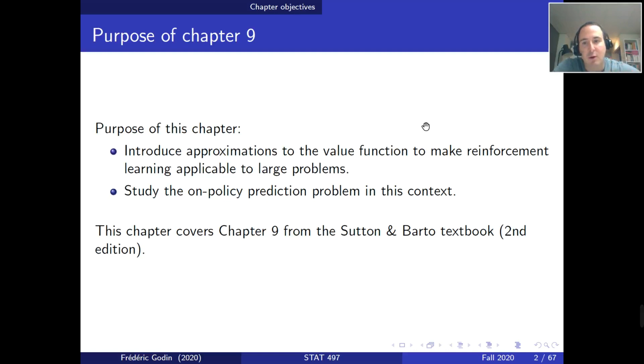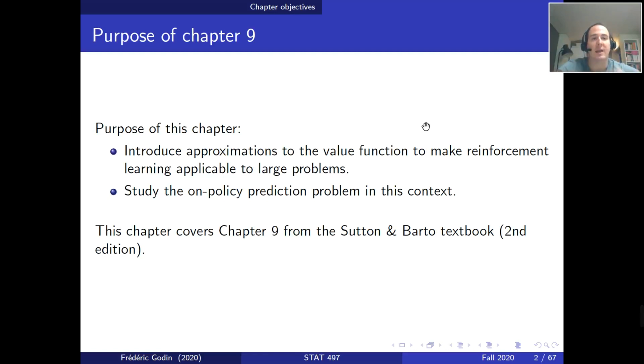In this chapter, we will study the on-policy prediction problem. Prediction means that we fix the policy, we don't attempt to optimize it, and on-policy means that we use the same policy to generate episodes and to have an approximation of the optimal policy. So our approximation of the optimal policy is the one used to generate episodes.